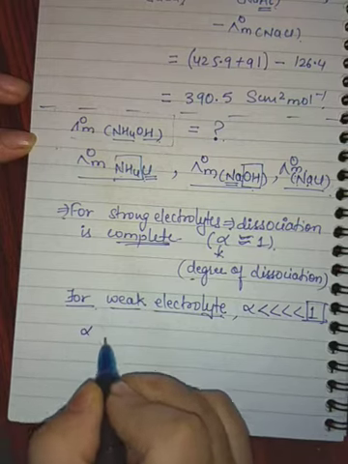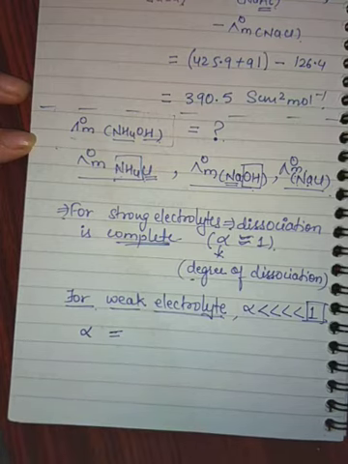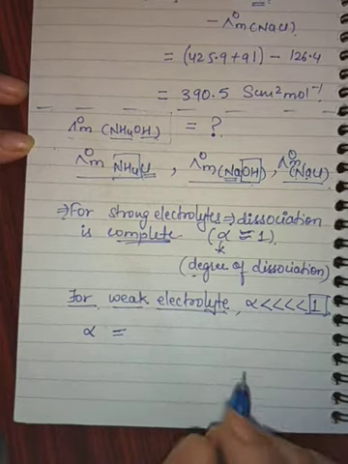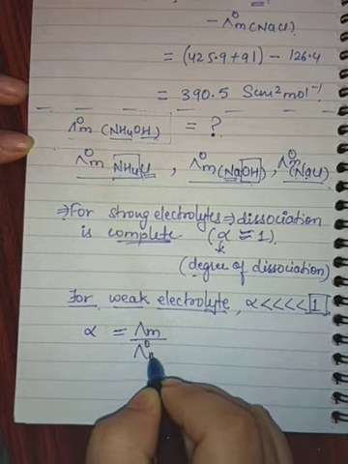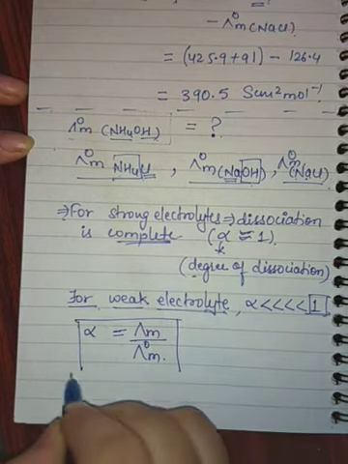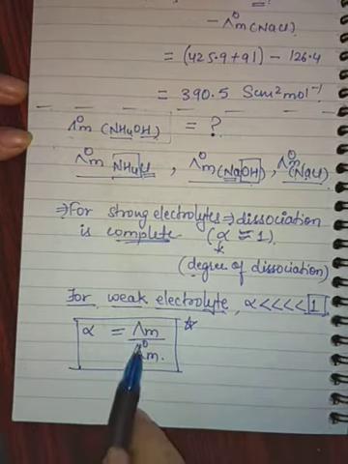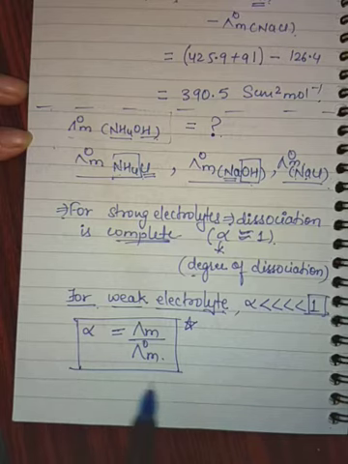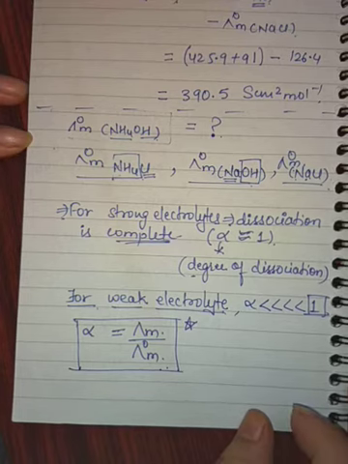What if you are supposed to calculate alpha for weak electrolyte using molar conductivity value? We have a ready-made relationship for that, and that is alpha is equal to lambda M upon lambda naught M. This you have to remember while solving numericals. For weak electrolyte, if you want to calculate any one of the values, the rest of them will be given to you. So it will be lambda M upon lambda naught M ratio, molar conductivity upon limiting molar conductivity.